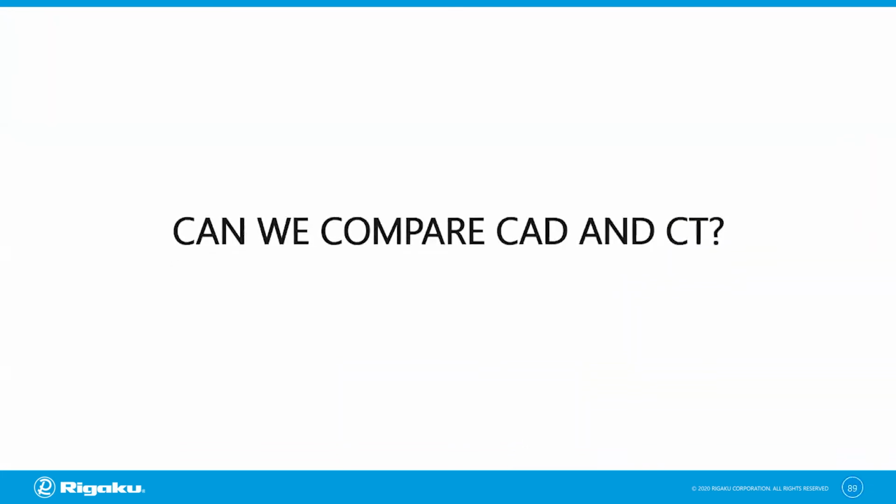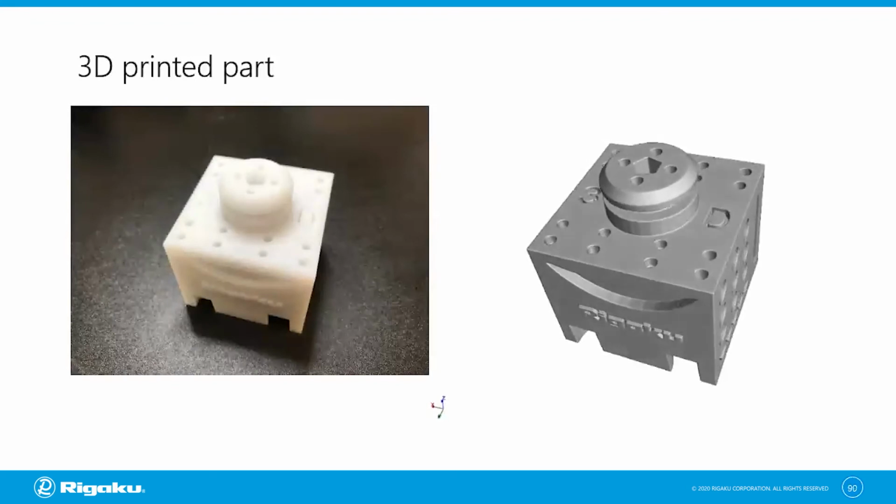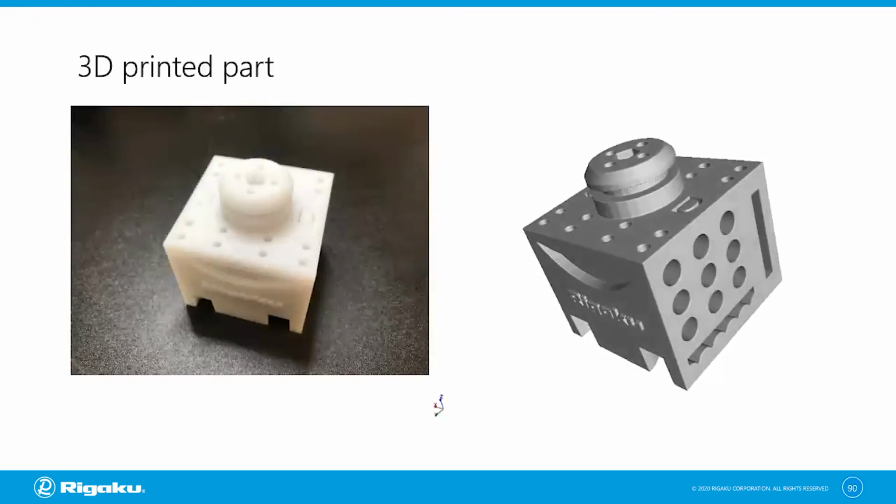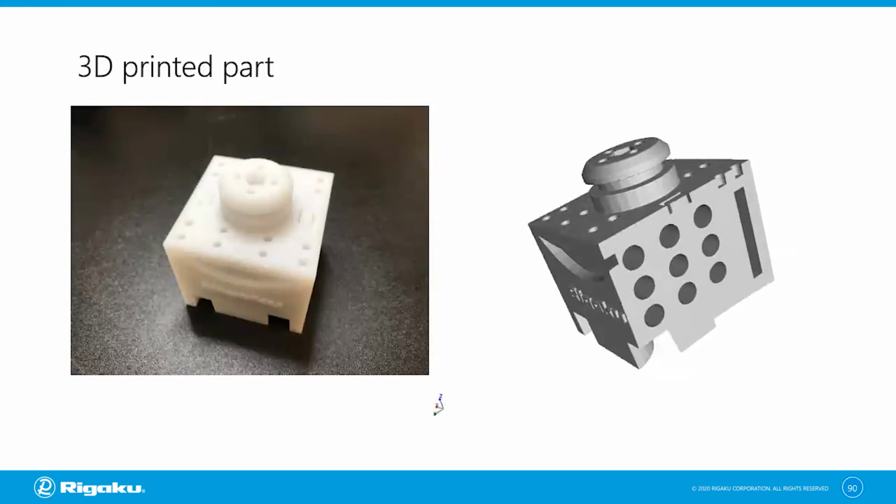Now, can we compare a CAD drawing and a CT scan? This is the nominal versus actual comparison. So this is another thing you can do. Let's take a look at an example. So this is a 3D printed plastic part, and you see the CT scan on the right.